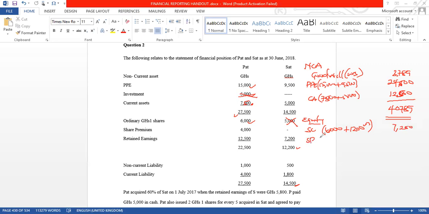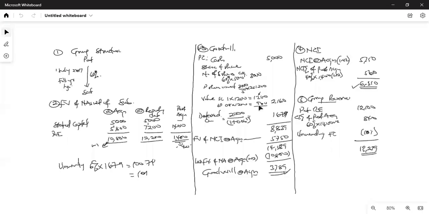Share premium, there's 4,000 here. What we also did showed us that we need to add 960. So it becomes 4,960. All these things are shown here in the workings, which I told you to keep in mind. These are them, 960,000 too. All right.